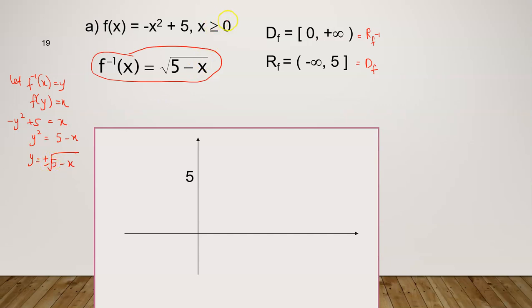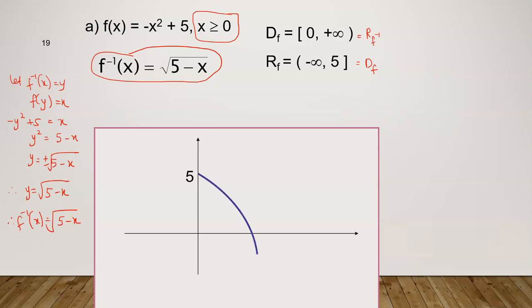So since, okay, you look at the domain given from your f, since this is greater than 0, it's positive, so meaning that we will choose y equals to positive square root of 5 minus x. So therefore our f inverse x is square root of 5 minus x. Okay, clear, right? Alright, so back to our graph.